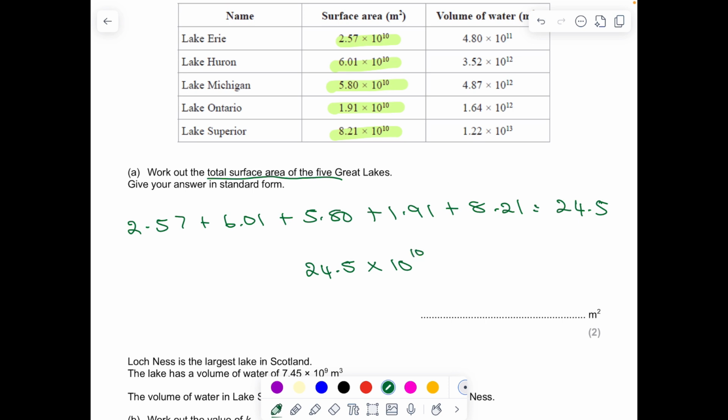Now, it says give your answer in standard form. That's not in standard form. So if you gave the answer 24.5 times 10 to the power of 10, you would get 1 mark. Let's put it into standard form. We need to move the decimal point this way, so 2.45, and then add 1 to the indices because we still want it to equal the same number. So it's times 10 to the power of 11.